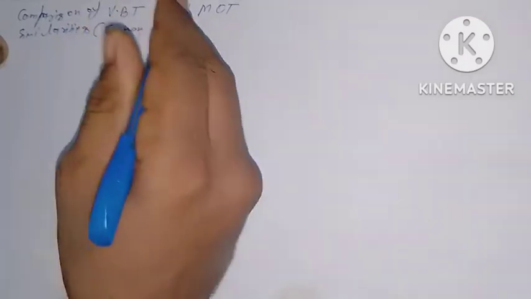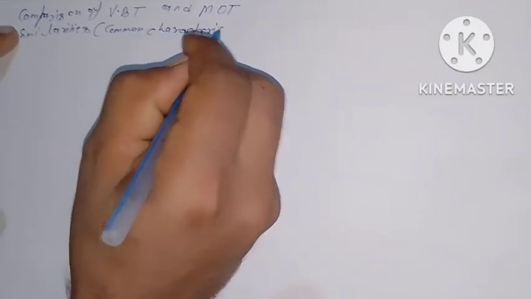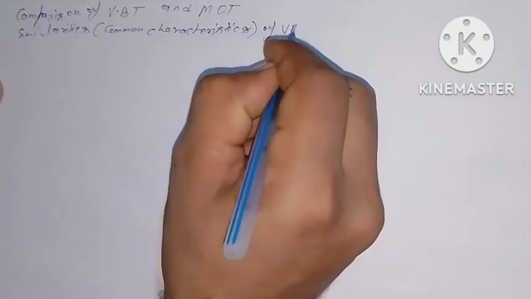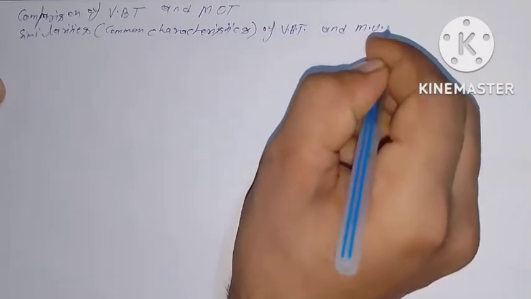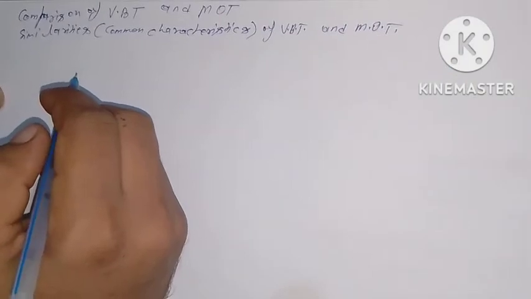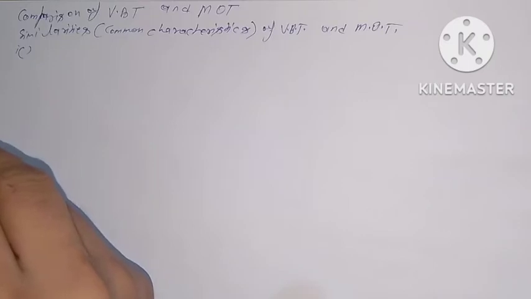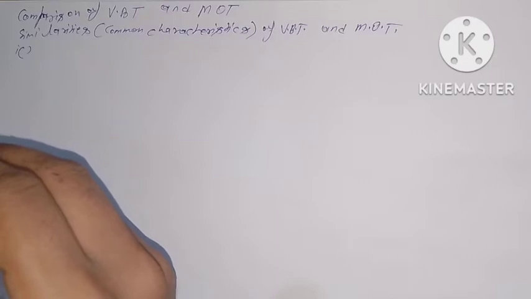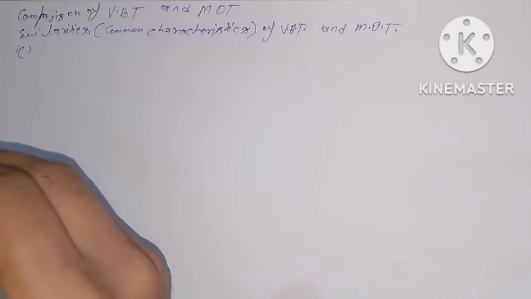Common characteristics of valence bond theory and molecular orbital theory. First point, according to both the theories, the basic principle involved in the distribution of electrons are similar. Hence, in each orbital, atomic orbitals and molecular orbitals, maximum 2 electrons are present.